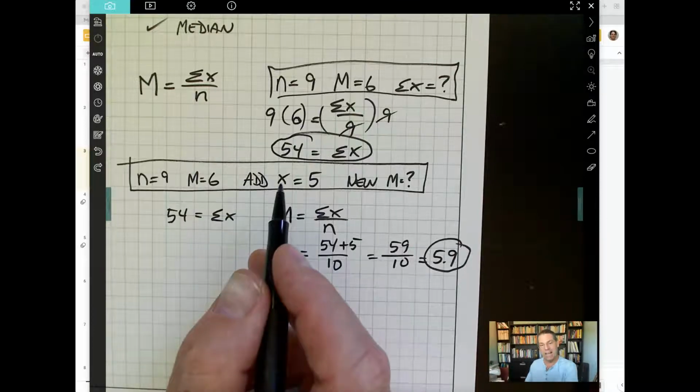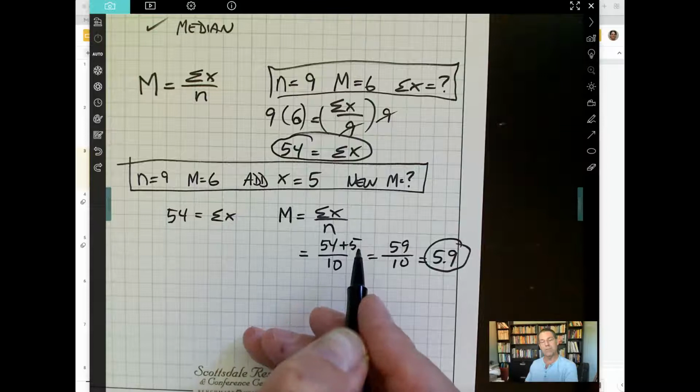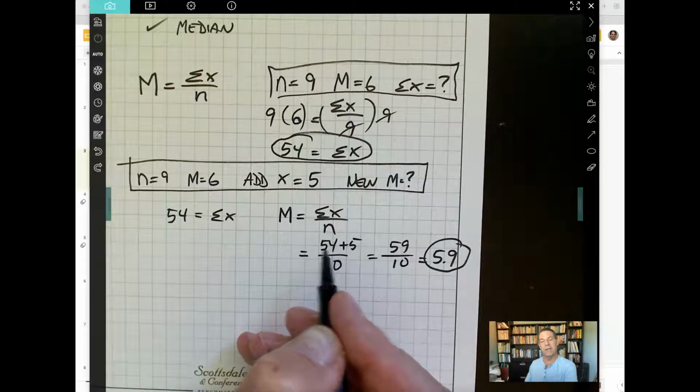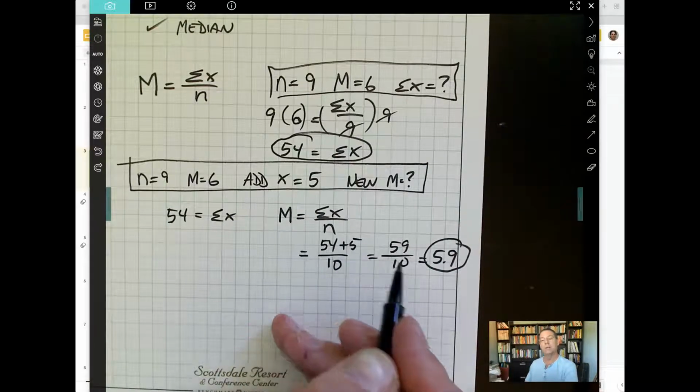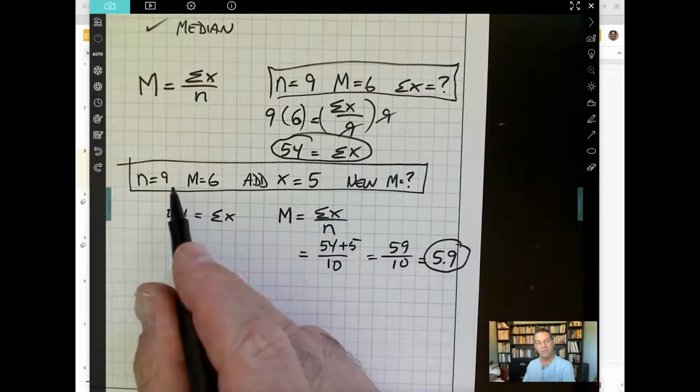But now we've got an extra x. And so it's going to have to be that 54 plus that extra x. So these were all 9 x's, plus the one extra one adds up now to 59. And again, because we added that one, our n went from 9 to 10.